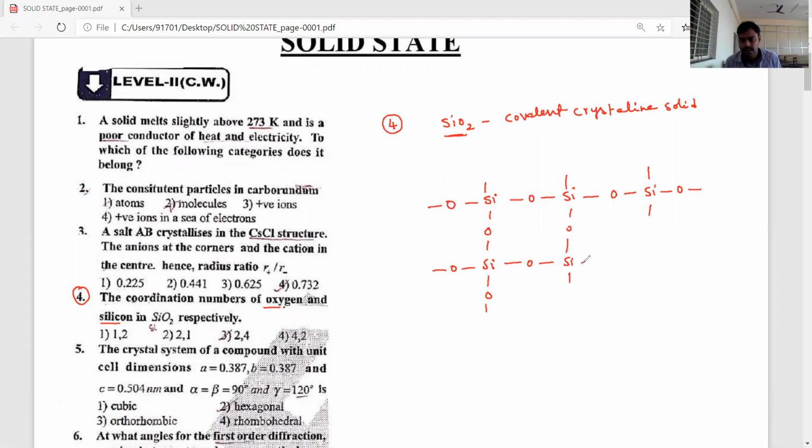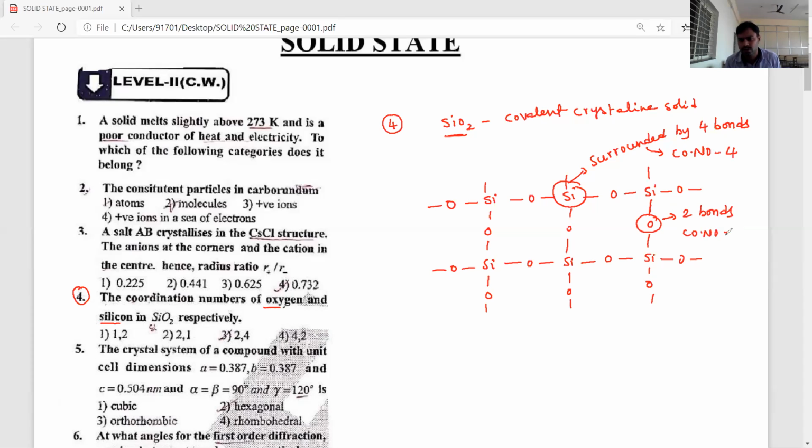If you observe the silicon, around the silicon, how many bonds are present? What is coordination number? Coordination number is nothing but the nearest neighboring atoms or the total number of bonds. Now each silicon is surrounded by 4 bonds. That's why its coordination number is 4. And oxygen, if you observe, is surrounded by 2 bonds. That's why its coordination number is equal to 2.